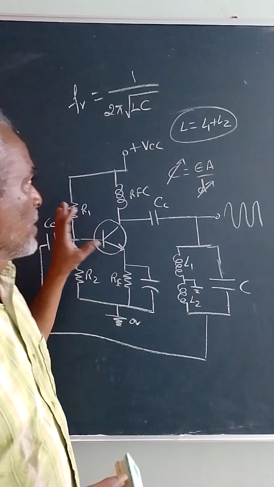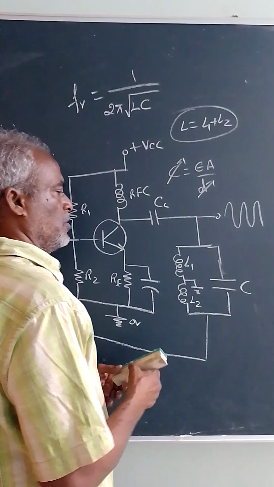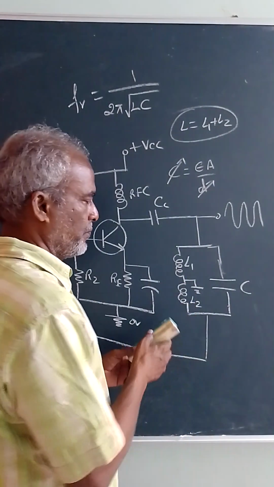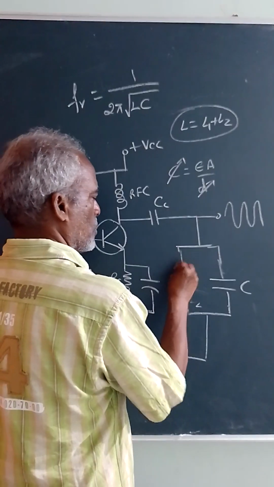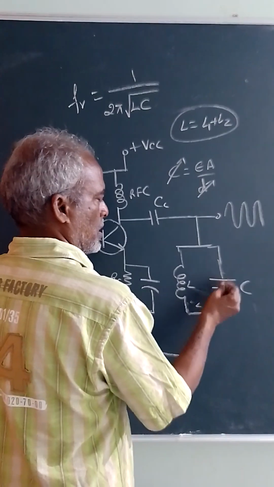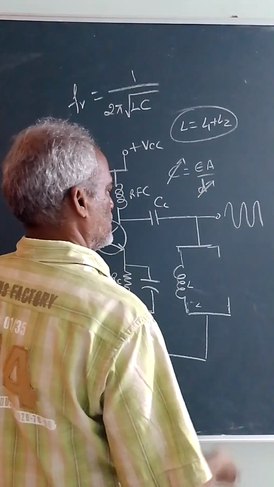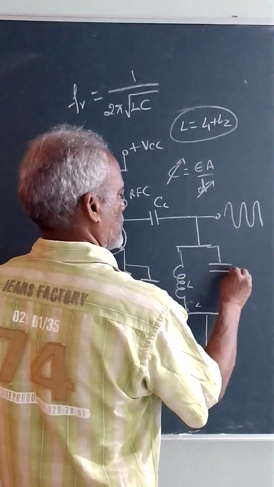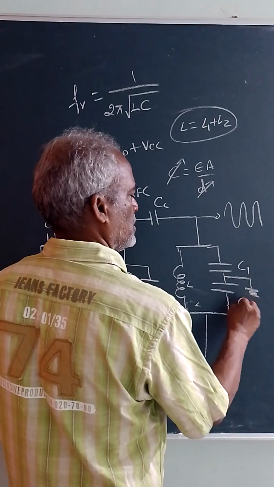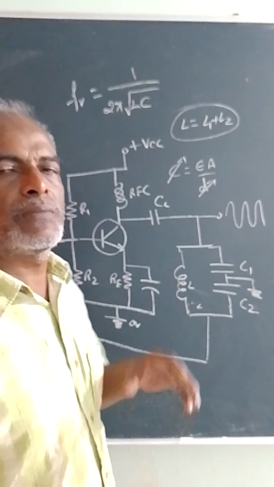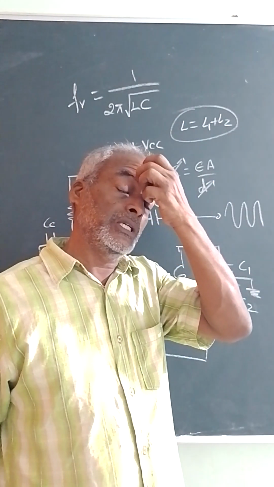Same concept you can apply for Colpitt's oscillator also. So the difference is you will be having only one coil here. Okay, in the case of Colpitt's oscillator, you will be having only one coil and you will be having two capacitances. So here it is grounded, C1, C2. You can put the condenser microphone either at C1 or C2, in the place of C1 and C2.